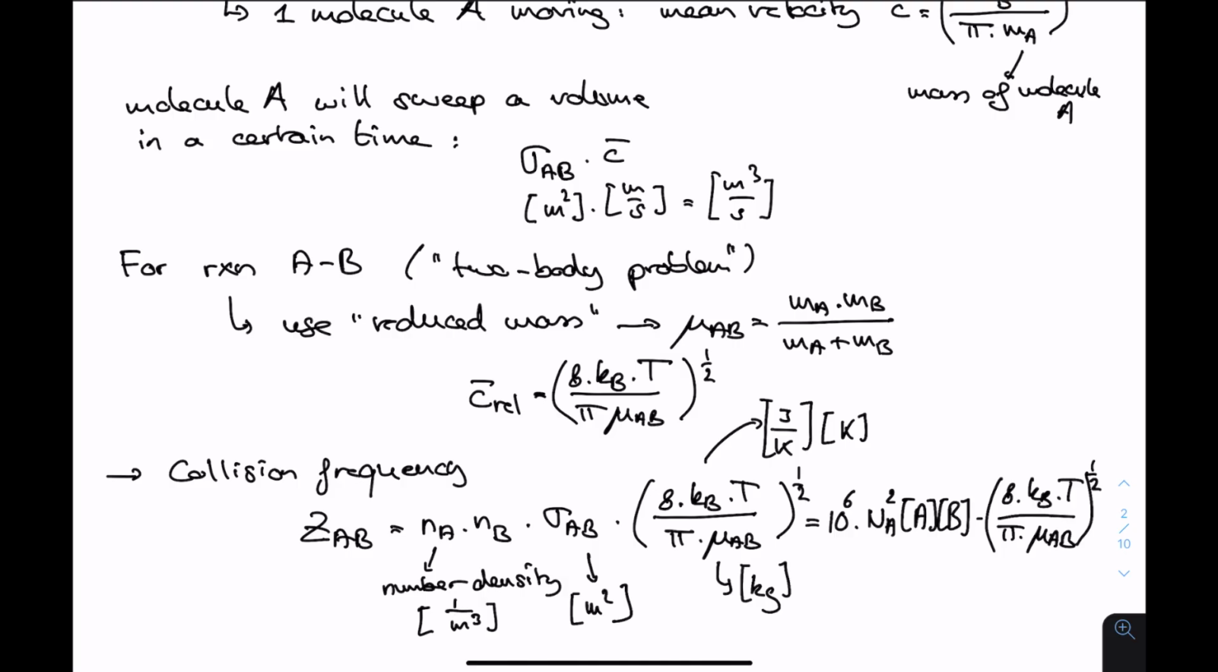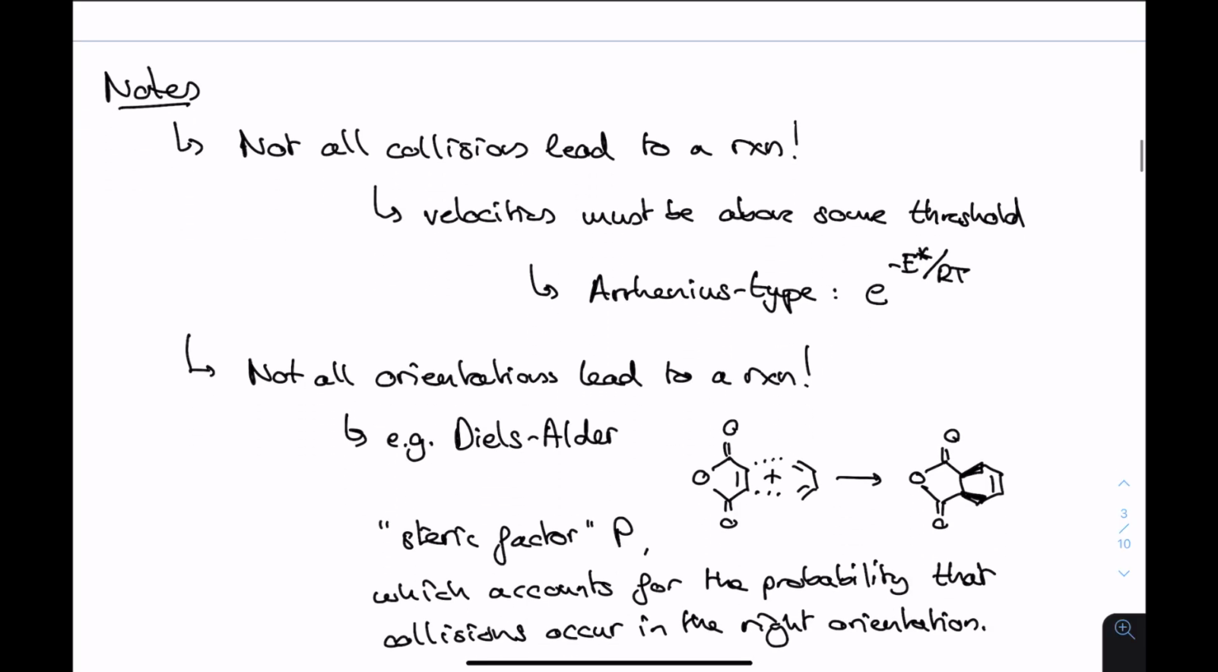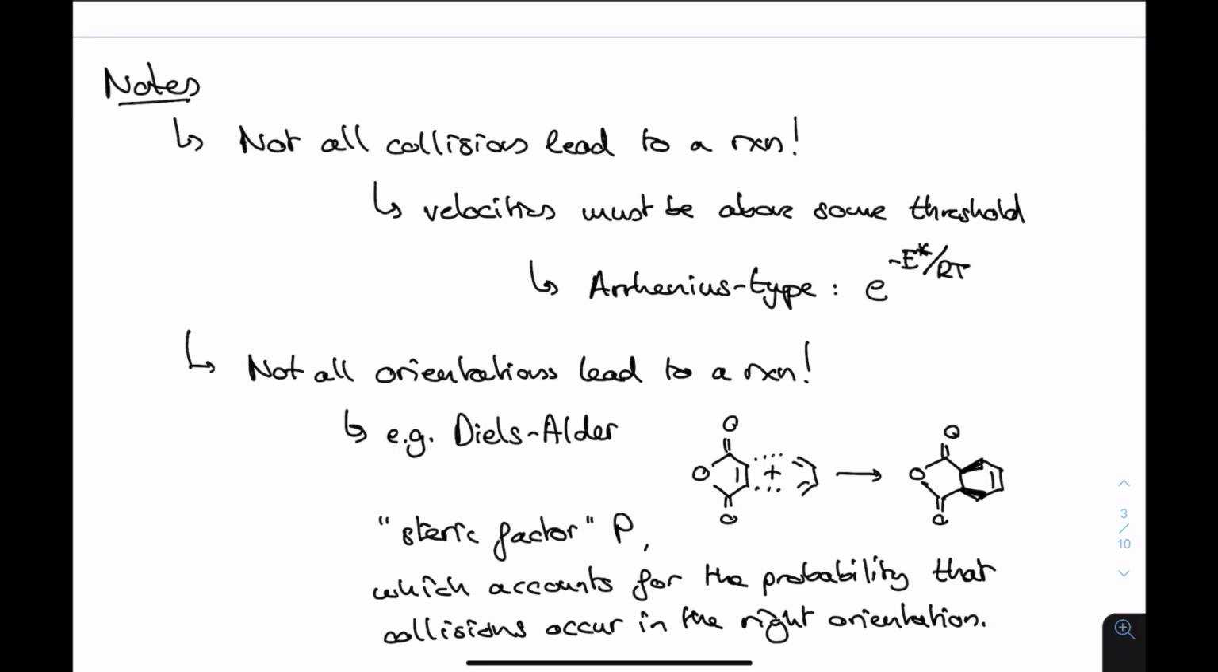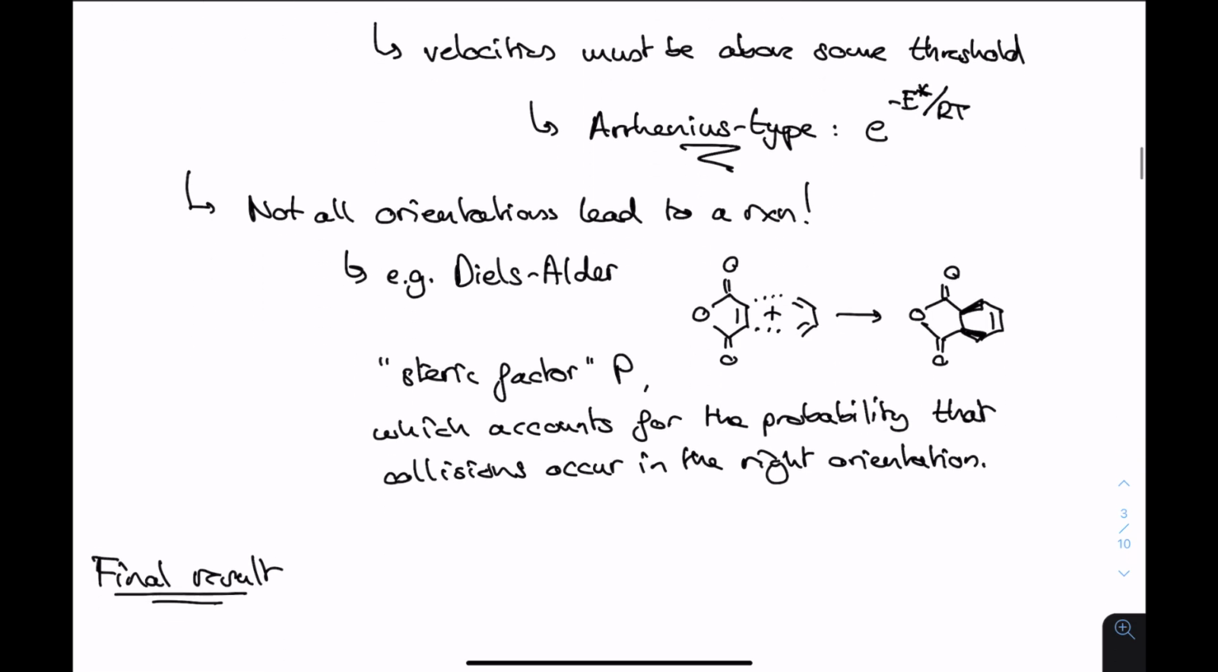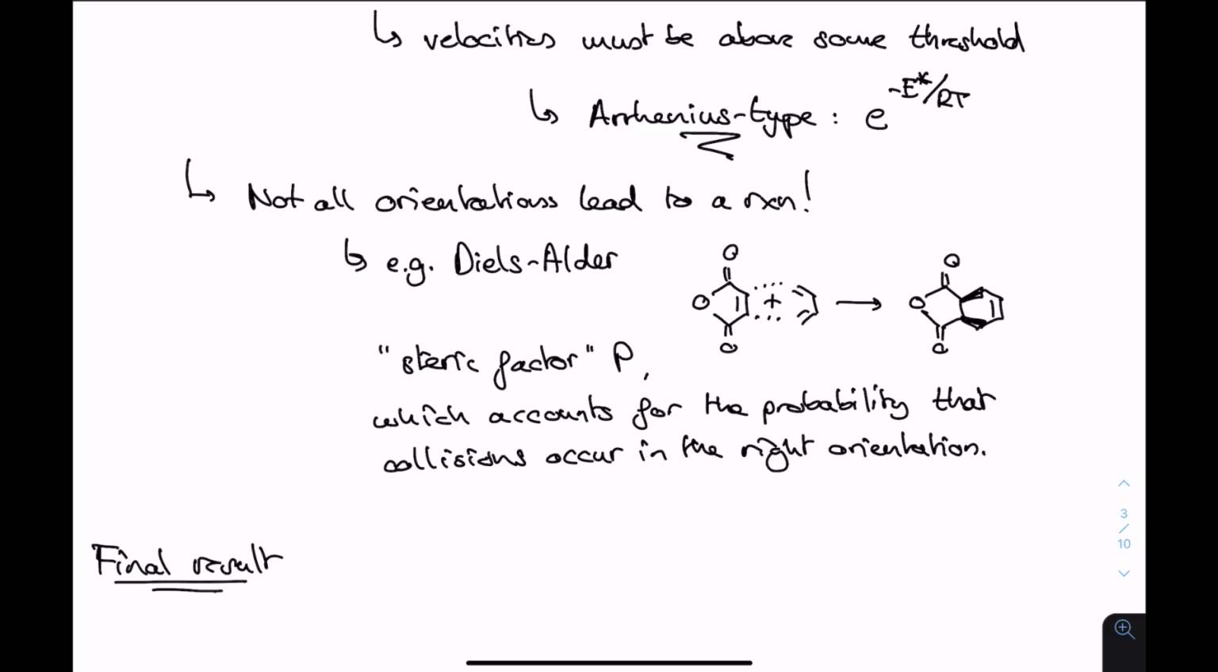Okay, so there we go. There are a number of other aspects that we have to consider. One is that not all the collisions lead to a reaction, right? The velocities must cross a threshold which is of the Arrhenius type, which is e to the power of minus energy over RT. In addition, not all the orientations lead to a reaction.